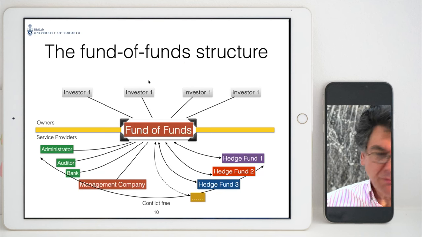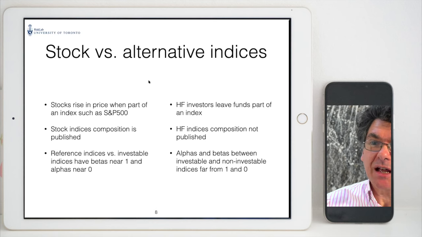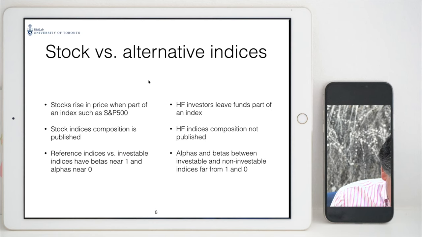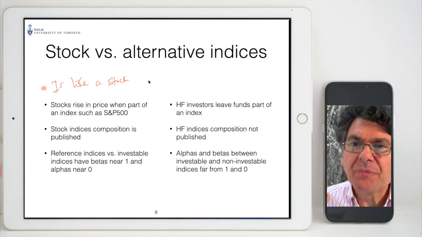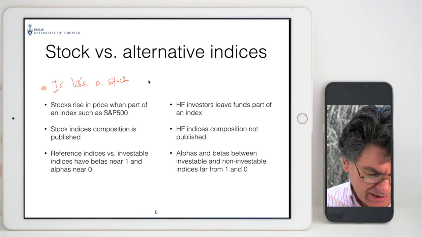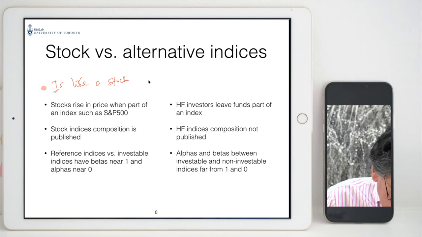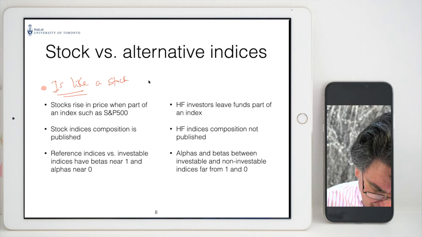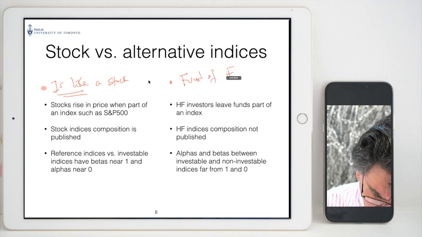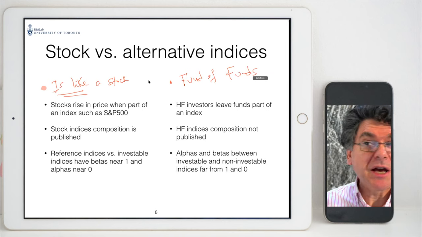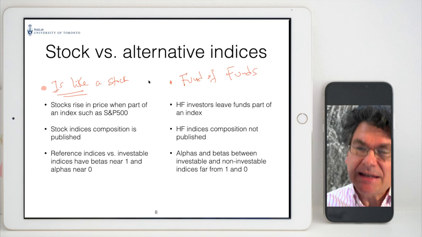So before I tell you more about fund of funds, let me go back to this and make another distinction between these, which is that a stock index is like a stock. It trades in the exchange and you can buy it. You can buy the Hang Seng index as an ETF, and it's just like a stock. But an alternative index is actually a fund of funds. There are many other types of fund of funds, and we're going to see them next. But an index is a fund of funds.